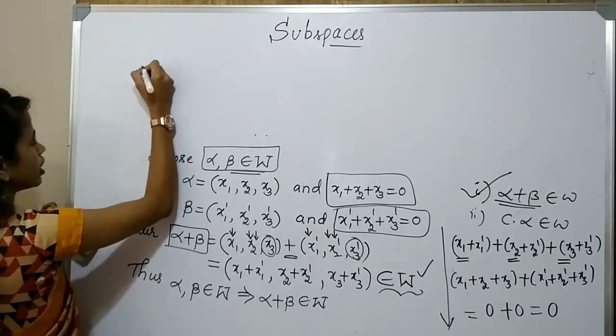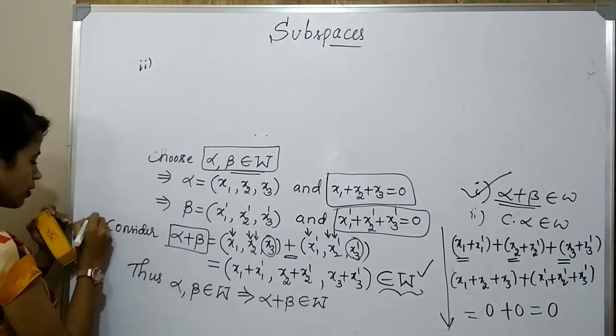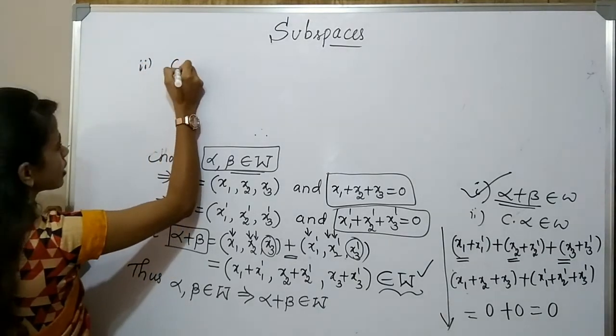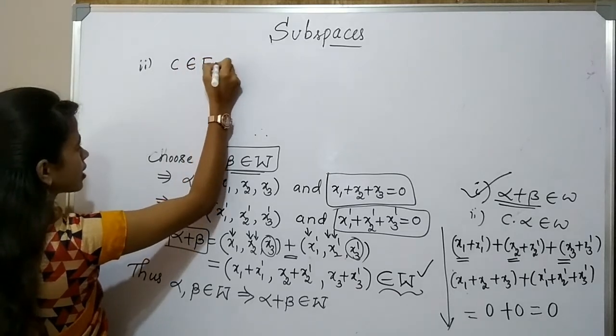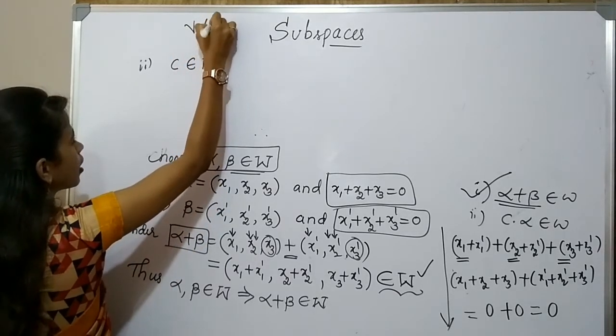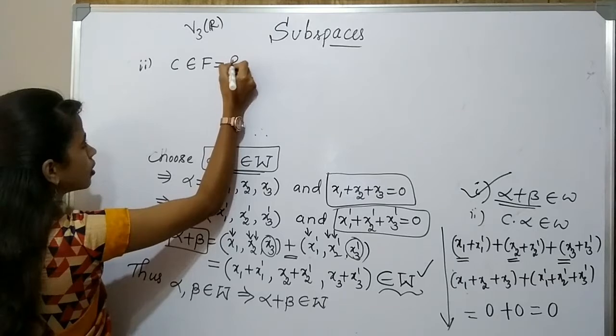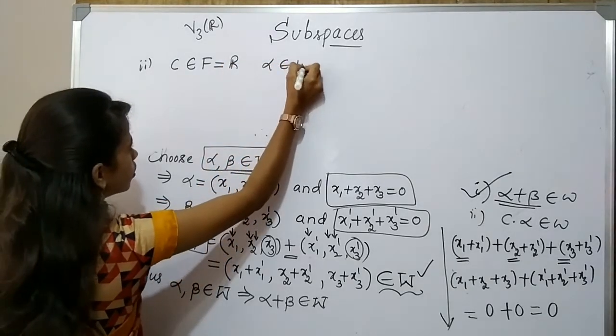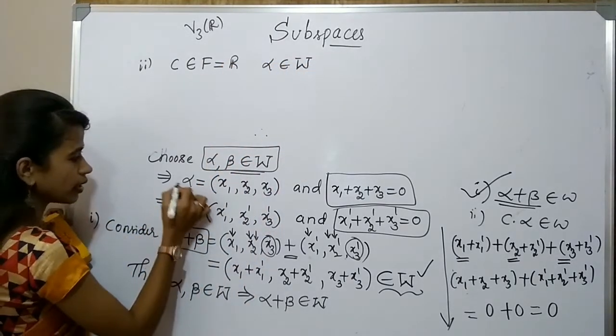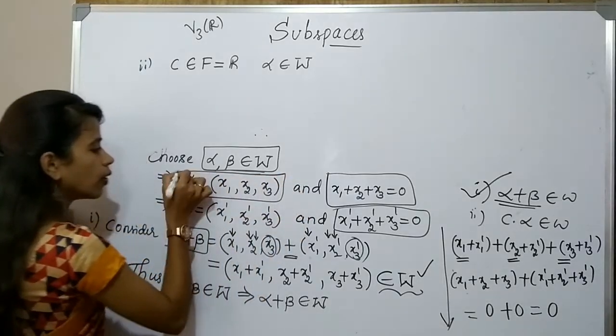So what is that second condition? This is the first condition. Here c belongs to the field F. What is the field? Here V3 of R, therefore R is the field. And alpha belongs to W. So alpha belongs to W means this is okay.